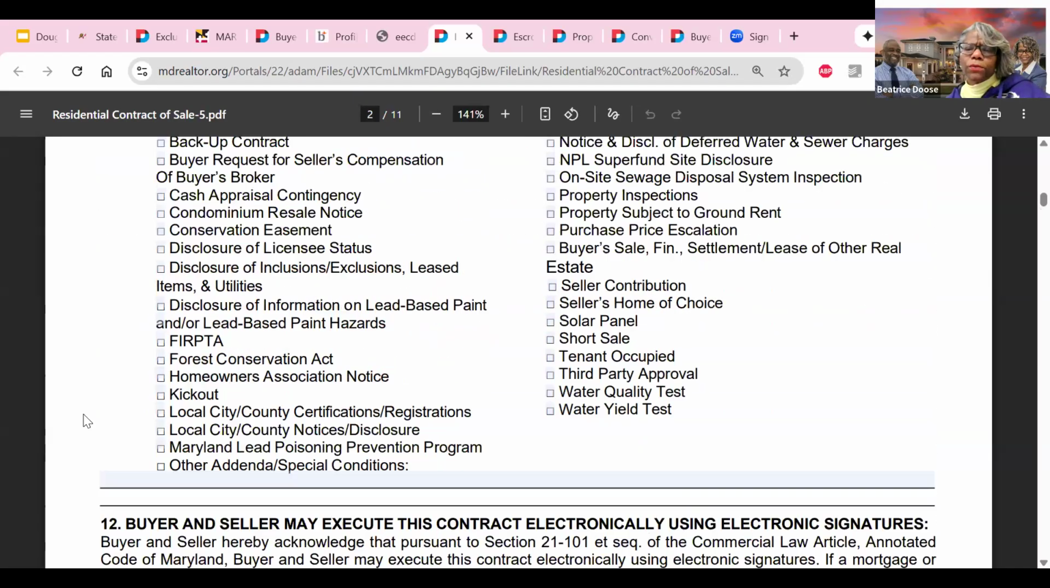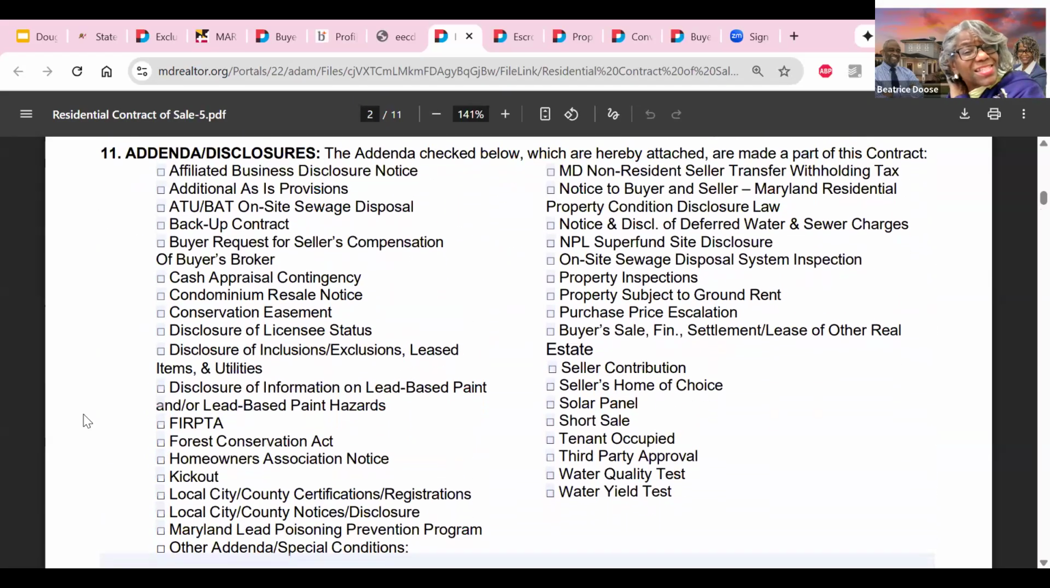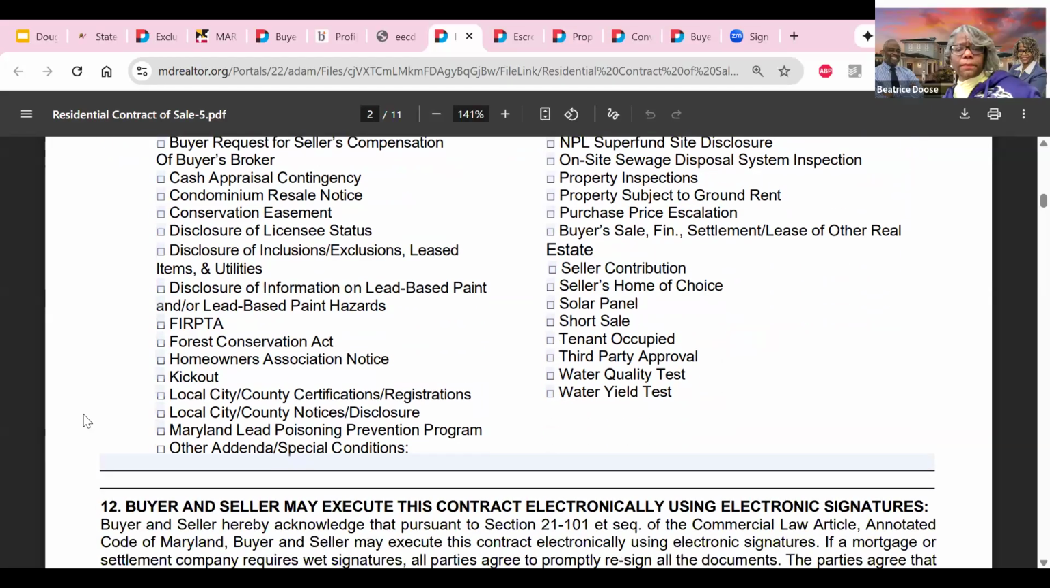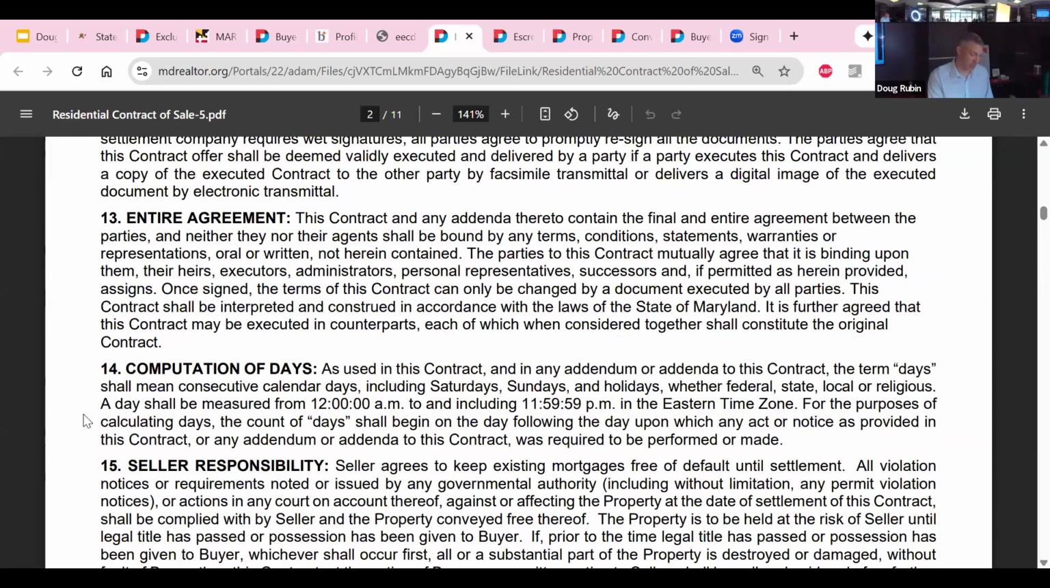Hey Doug, Beatrice. Yep. So in this body of the contract pages, it states that this is an as-is property. Do we need to also add that addenda, as is? No, great question, and let me spend a few minutes talking about that. Okay. Let me scroll down and I'll get to where that becomes important.